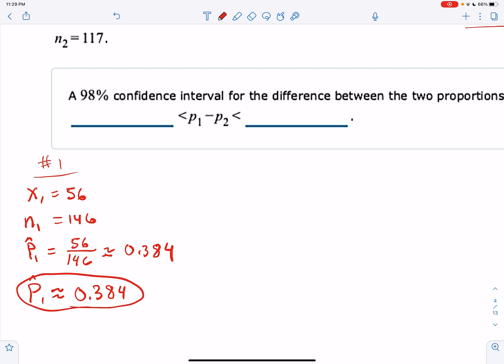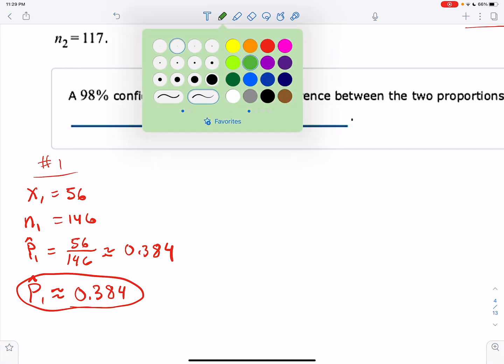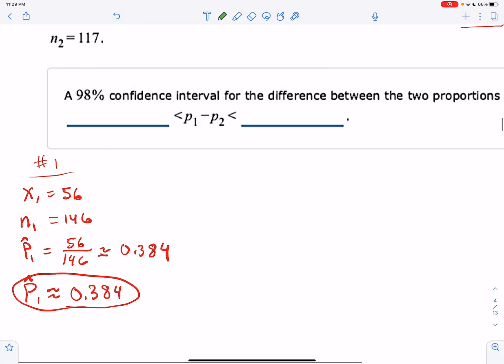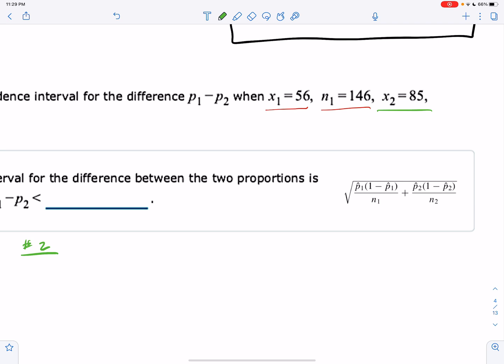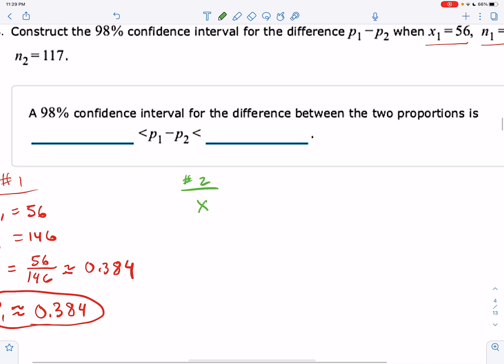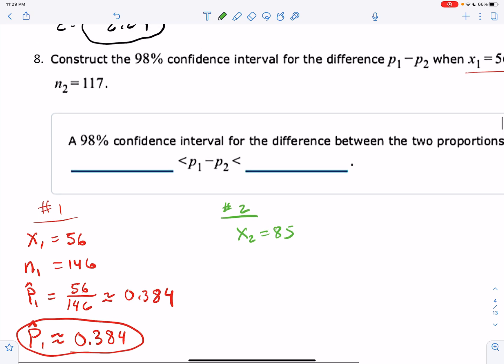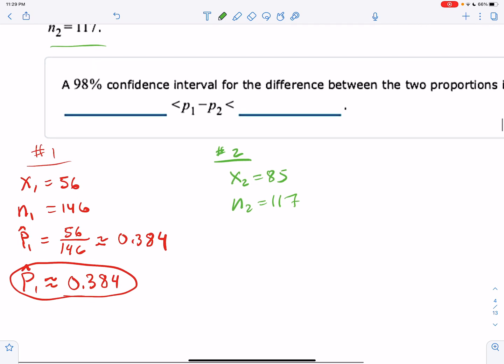And I just messed up my p hat. There we go. So now let's look again and organize our information. This is our second population. So x sub 2 is 85, and n sub 2 is 117. And so we can get our p hat from our second population.